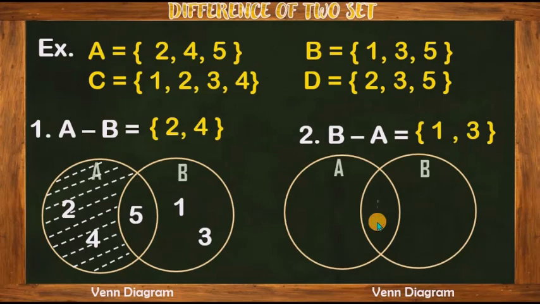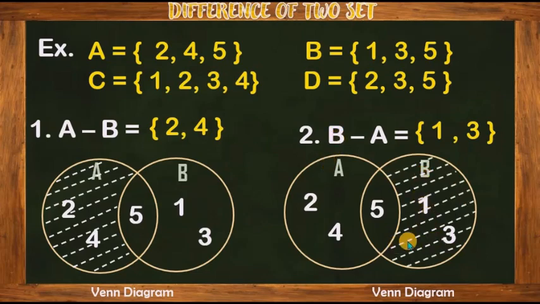Okay, using the Venn diagram, we have 2 circles overlapping. Write the common elements in the middle, then complete the elements of set A and then the set B. This time, B minus A. So B only. What do you think should be shaded? Of course, yung kay B lang. Okay? That's the difference. A minus B and B minus A are not the same. Okay? Take note of that.